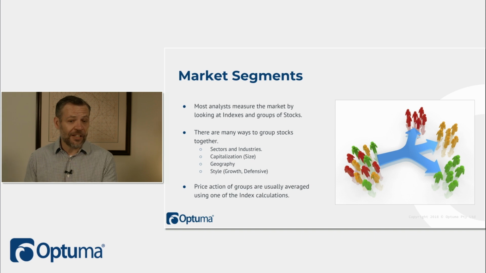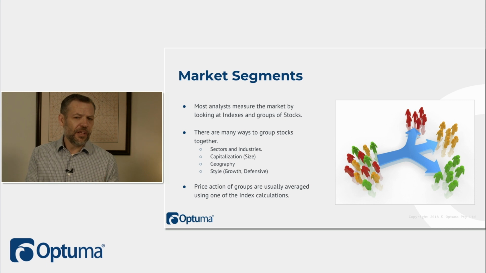So, market segments. Most analysts measure the market by looking at indexes and groups of stocks. So we've got the index level and the stocks. GICS is a big one. There's the ICB as well, more based out of Europe, but that's probably not as popular as GICS. I think the GICS sectors are probably the biggest type of grouping that most people follow. But we can also group on geography, what countries, what regions, those sorts of things. We'll talk more about that in the indexes section.